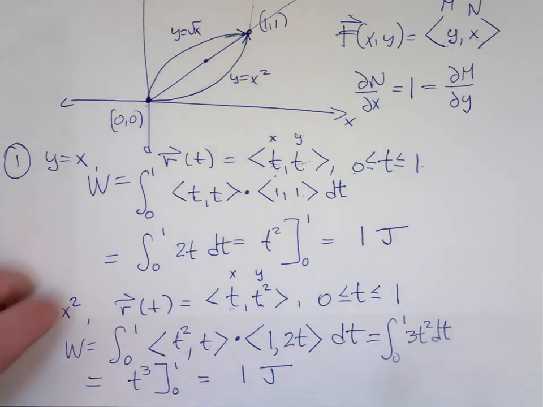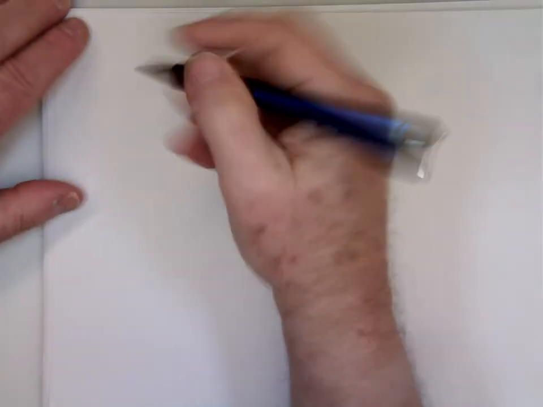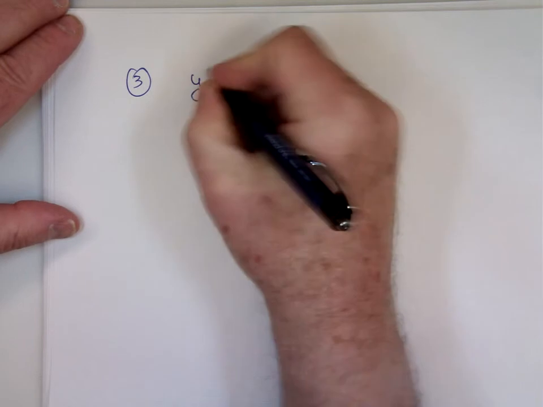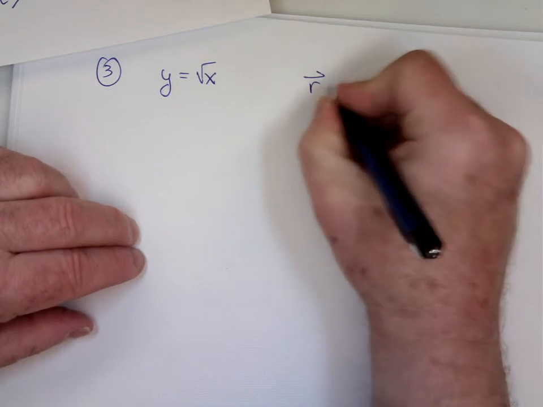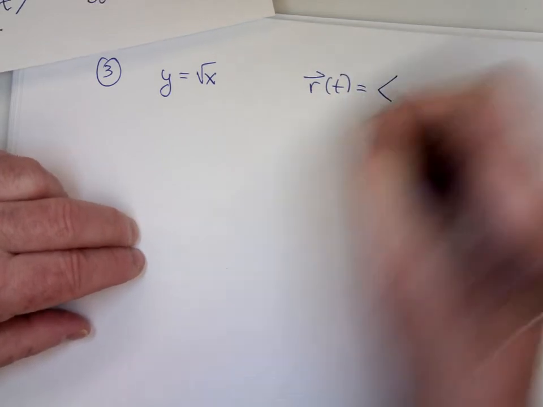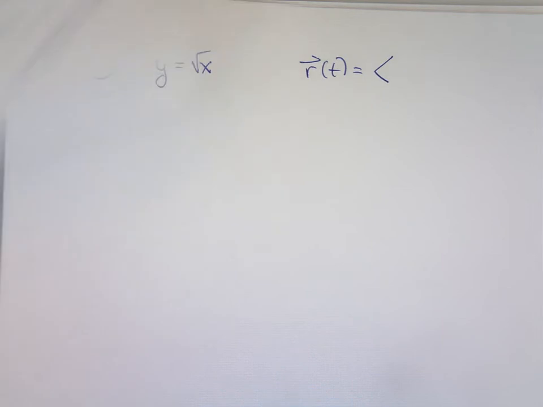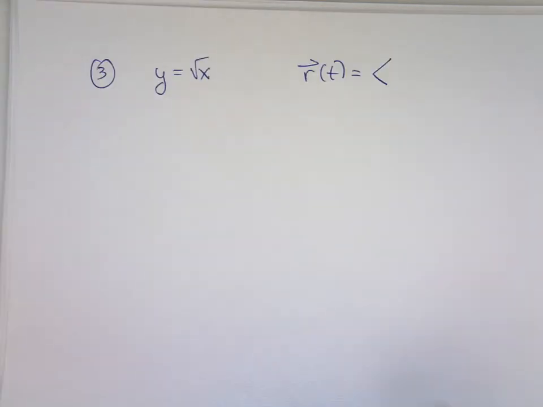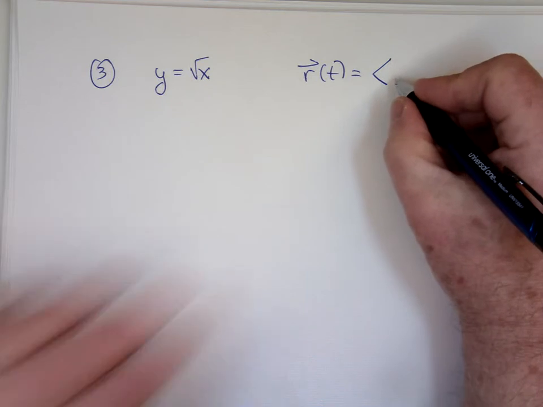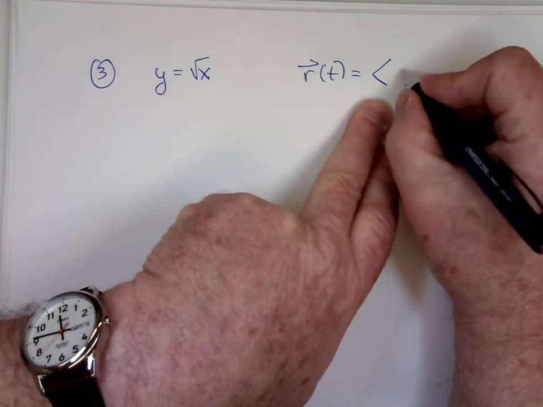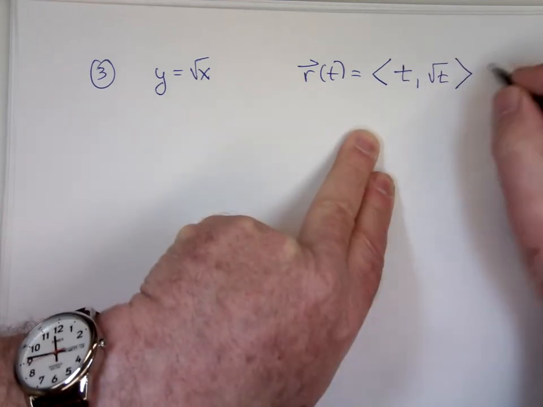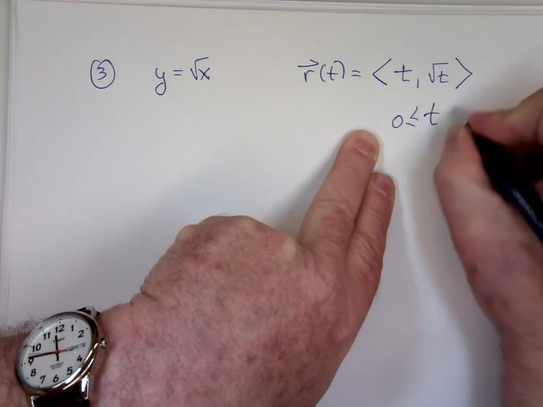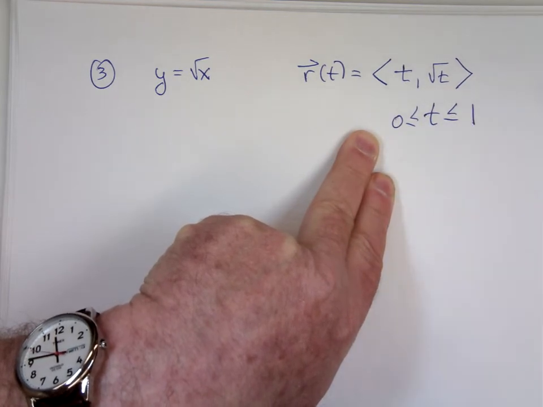Okay, let's take the square root path. Here we go, number 3. We'll take y equals the square root of x as the path. I need a parameterization of this path. What's my parameterization? t, square root of t. t goes from 0 to 1.